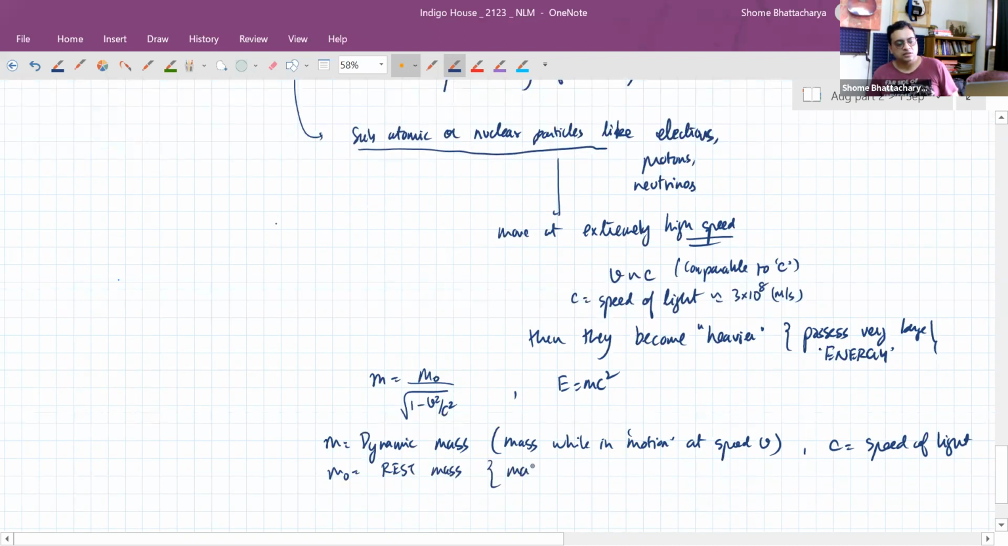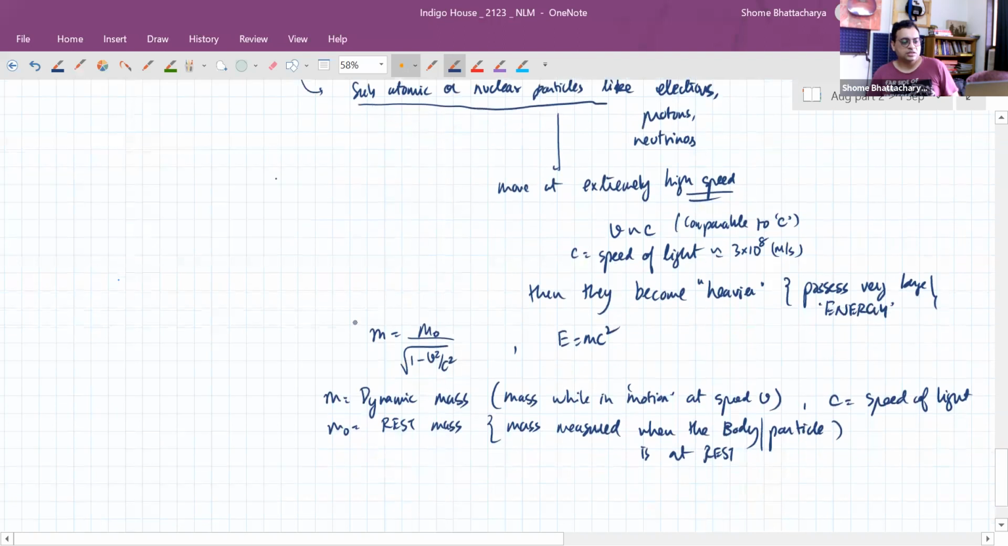And m naught is what we call the rest mass. That is the mass measured when the body, or in this case it's more applicable to a particle, is at rest.